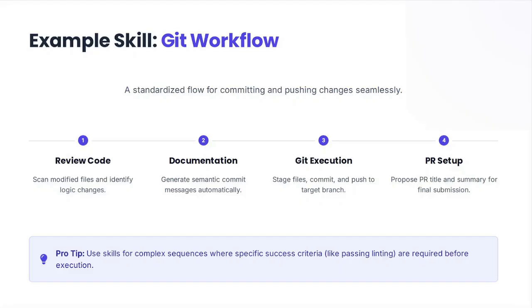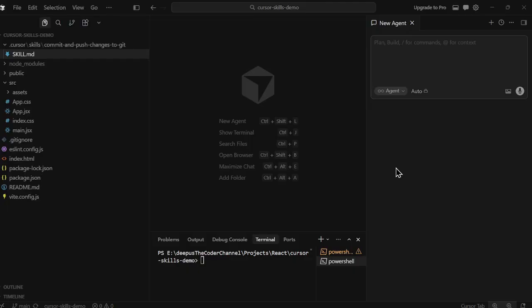So we can create one Cursor Skill like commit and push code changes in Git repository. This skill workflow includes creating a branch, reviewing the code changes, and committing and pushing the code changes in the Git repository. Instead of repeating the same steps again and again, with the help of this Cursor Skill, we will automate the GitHub related work. This makes work speedier and bug free. Now let's do the real practical demo.